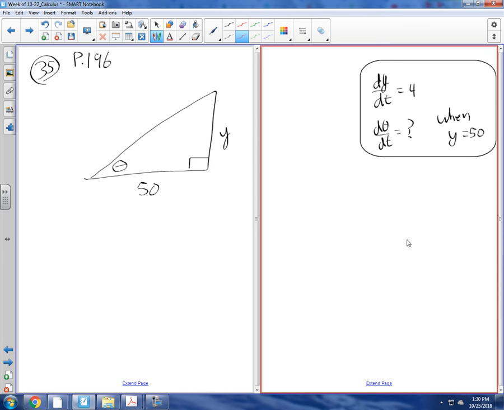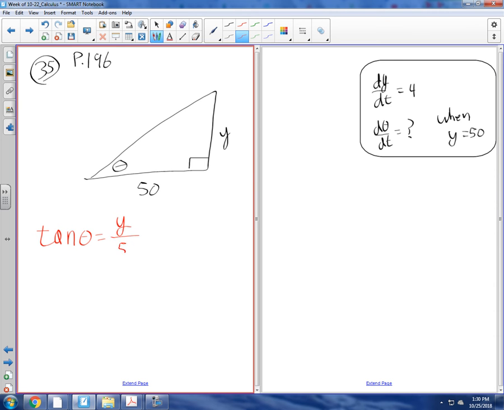So what trig function relates these? Tangent. So tangent of theta is going to be our useful equation here, opposite over adjacent. And that means that, even if we want to avoid maybe accidentally doing a quotient rule, we could probably just do 50 tangent theta. You know what I'm saying?